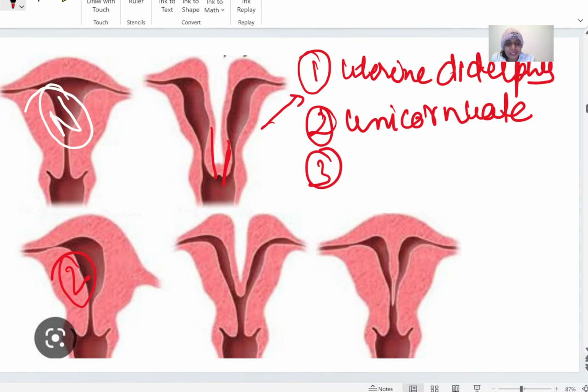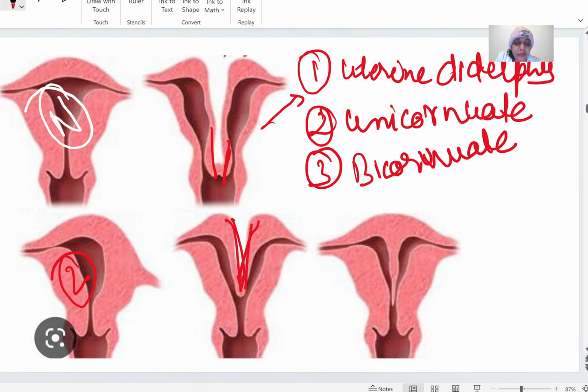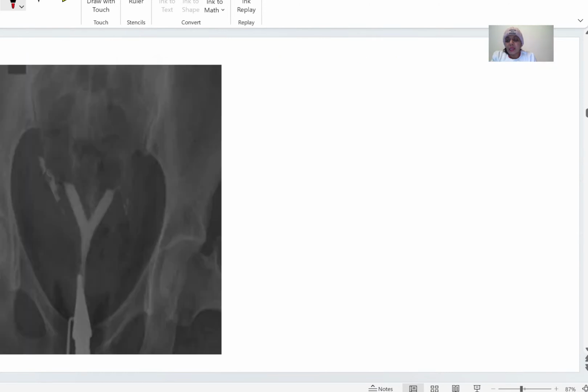Good. What is number 3? Number 3 is bicornuate. How will you identify bicornuate and septate? If the wall is coming inside, it is bicornuate. If the wall is normal and only some growth is coming, it is septate. Number 4 is septate. Okay.